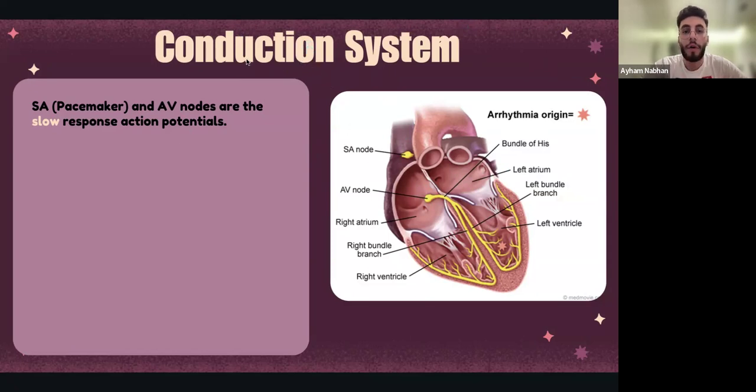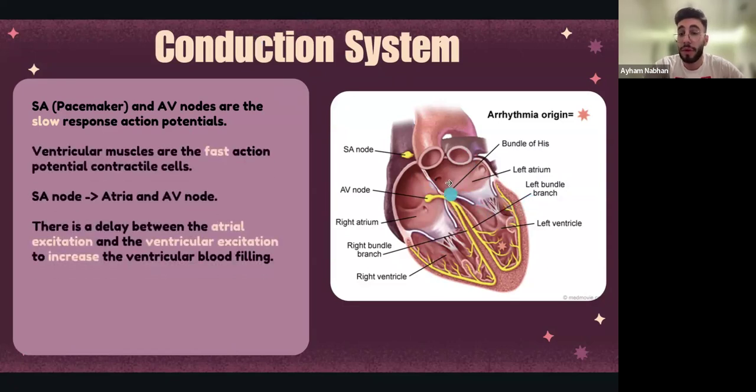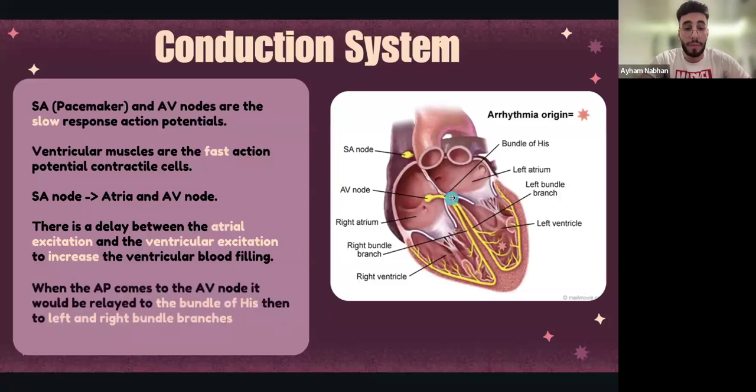Okay, let's see the chat. Yeah, that's correct. So more blood can go into the ventricles, as you said in the chat. We have a delay in the excitation between the atrium and the ventricles just to increase the blood filling in the ventricles, so that the biggest amount of blood can be pumped through the aorta to the body.